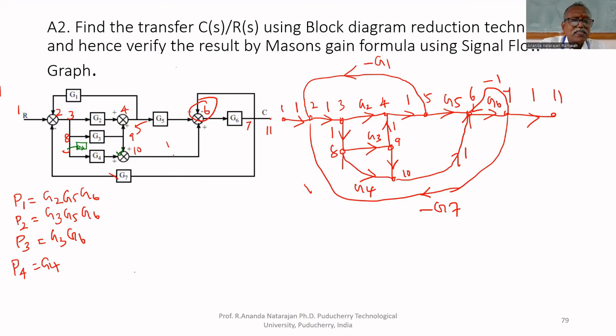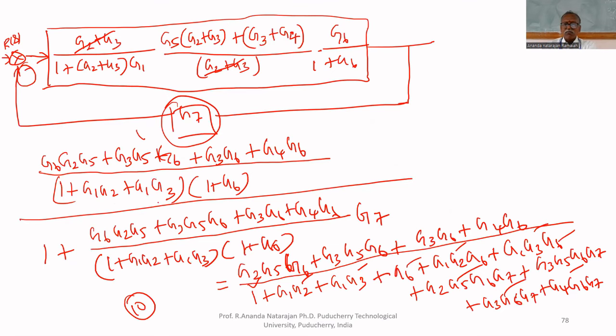But G4, G6. G4, G6. Here, G3, G5, G6 is there. How many forward paths? You can see that. If you have any doubt, you can see the block diagram. How many elements are in the numerator? 4. Definitely 4 forward paths will be there. You can check with that also, even with the block diagram reduction, you can check the signal flow graph.